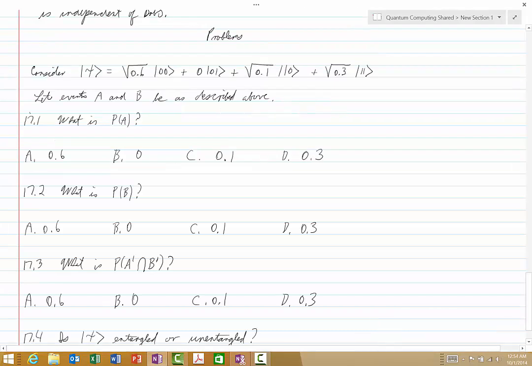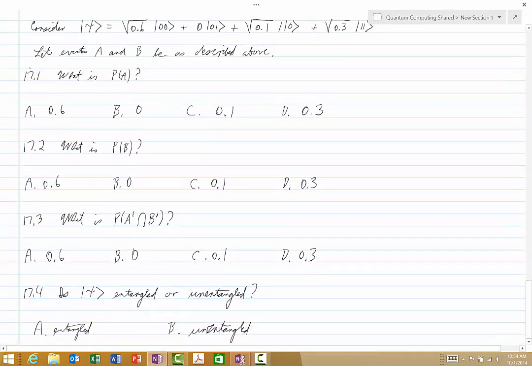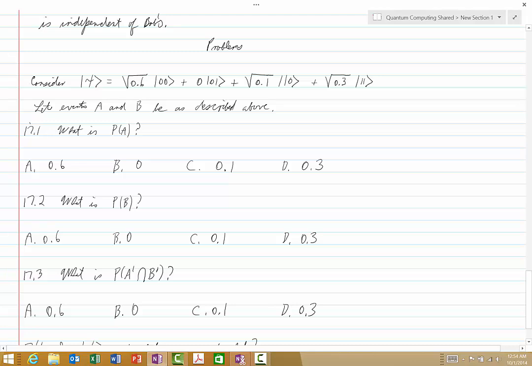Okay, so now for the problems for this lecture. There will be some more problems in class, but the take-home problems are all related to this same setup. We have C equals square root of 0.6 times 0, 0, plus 0 times 0, 1, plus square root of 0.1 times 1, 0, plus square root of 0.3 times 1, 1. And we will let the events A and B be as described above.